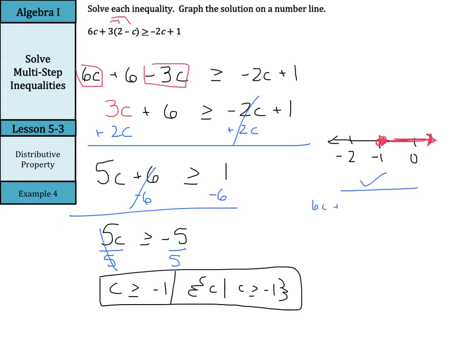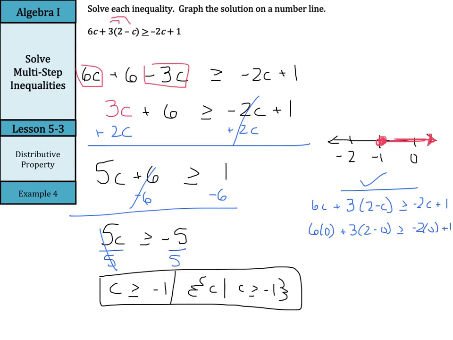And this direction does not indicate to check, but if you were to check it, rewrite your original inequality, 6c plus 3 times 2 minus c is greater than or equal to negative 2c plus 1. Now, this will be a huge piece of advice. 0 is true for this inequality. 0 is supposed to be true. So when you go to check it, whenever you have 0 being true, use that number, because look what happens. You'll have 6 times 0 plus 3 times 2 minus 0 is greater than or equal to negative 2 times 0 plus 1.